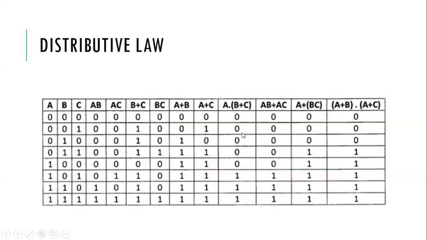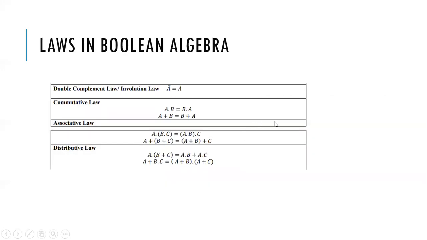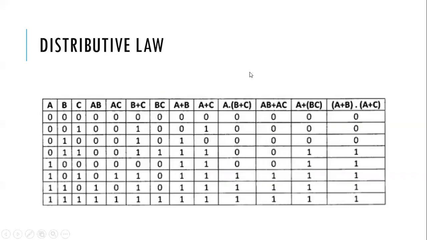So you can prove that law, the distributive law, like this. We need to have the three inputs, A, B and C. So you need to initially create the three inputs. When there are three inputs, you get 2 to the power 3, 8 outcomes or 8 combinations.